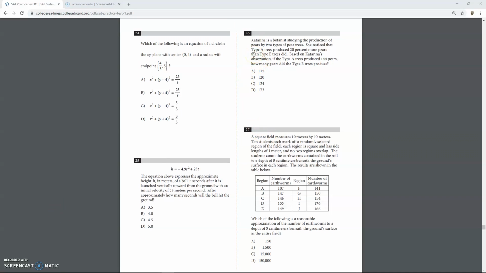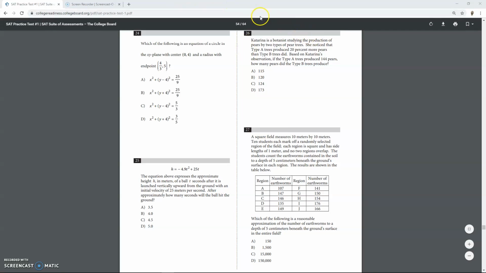For question 26, it wants to know how many pairs did the type B tree produce. And so we have type A tree produces 144 pairs, and it produced 20% more than type B trees did. It means we need to use 144 times 100 over 120. It means it will be 144 divided by 12, then times 10, which gives us the answer of B.